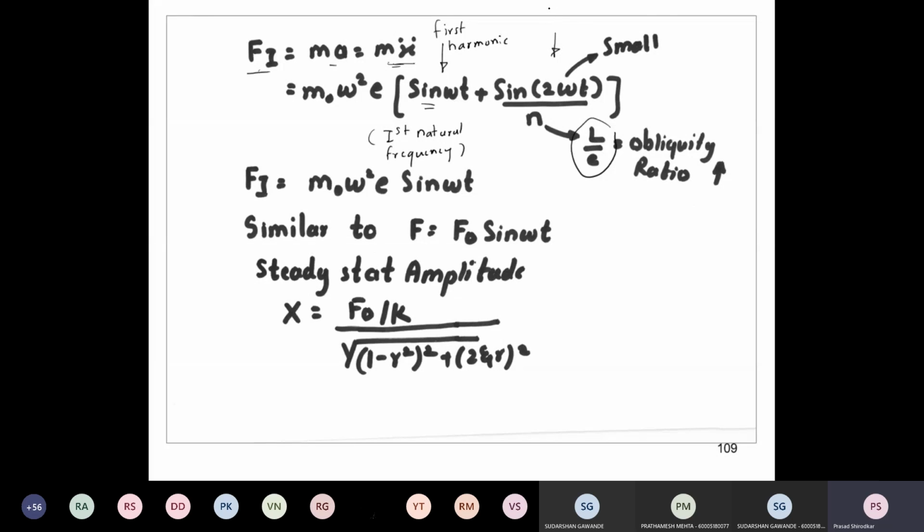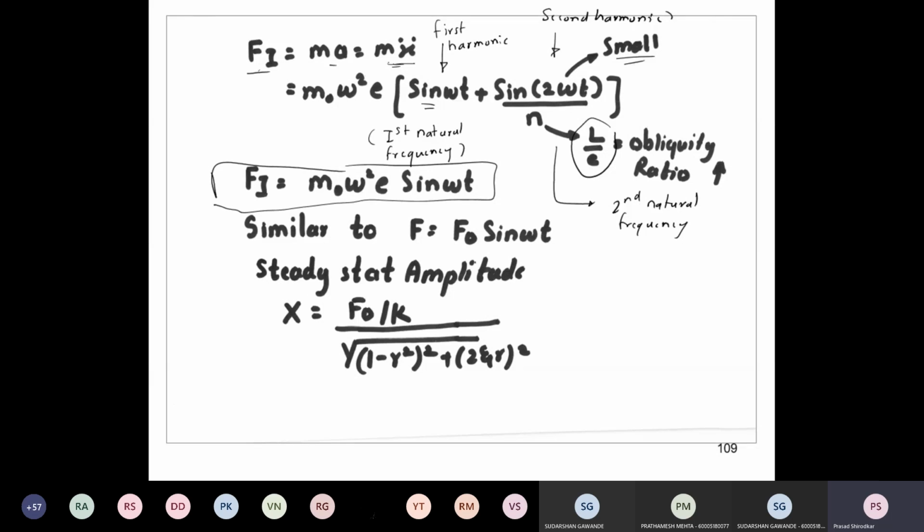The second term corresponds to the second harmonic, or this term corresponds to the second natural frequency. Both natural frequencies contribute to the acceleration, but this term is very small, so generally we neglect it. So our inertia force reduces to m0 omega square e, which is similar to our expression F equals f0 sine omega t.